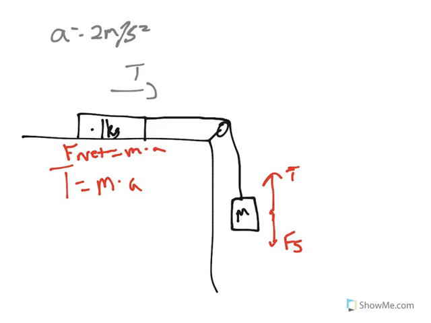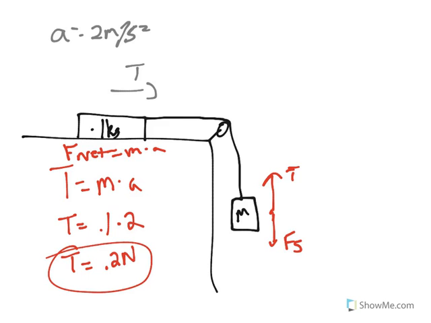Well, in this case, tension should equal 0.1 times 2 meters per second squared. So the tension should equal 0.2 newtons. So that's the tension. That tension should be the same as this tension, which should also be 0.2 newtons.